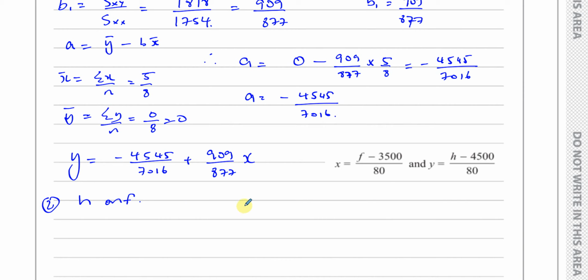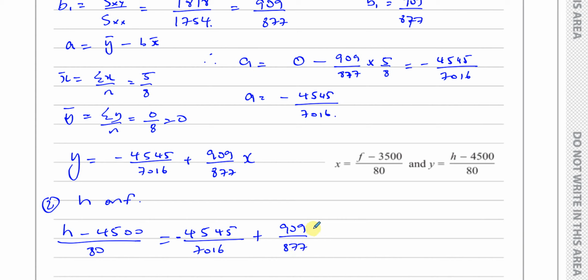Alright, so what I can do is replace the y with what the code is for y in terms of h. So I say h minus 4,500 over 80 minus 4,545 over 7,016, plus 909 over 877 times, and then I'm going to use the code for x, which is f minus 3,500 over 80.